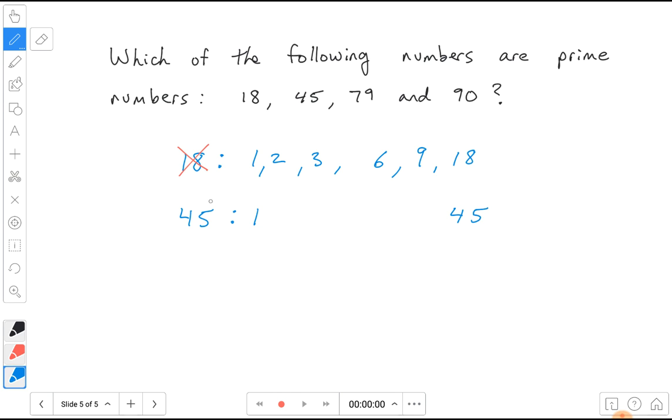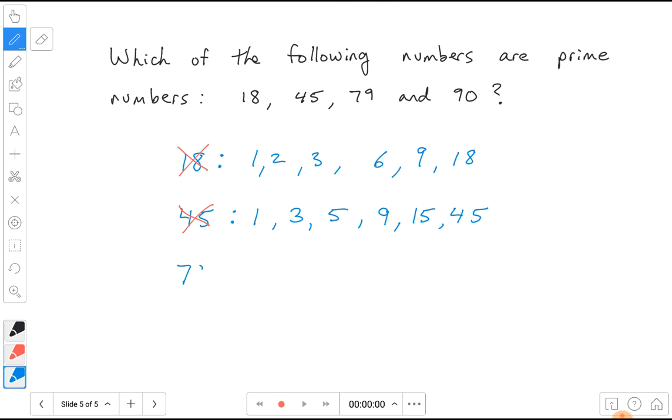So can we divide this by 2? No, because it's odd. Can we divide it by 3? Yes, we can. So 3 times 15 gives us 45. Can we divide it by 4? No. By 5? Yes, 5 and 9, and that will be it. 6, 7, 8, those don't work. So because there's multiple factors, 45 is not prime. So we've eliminated 2 of them.